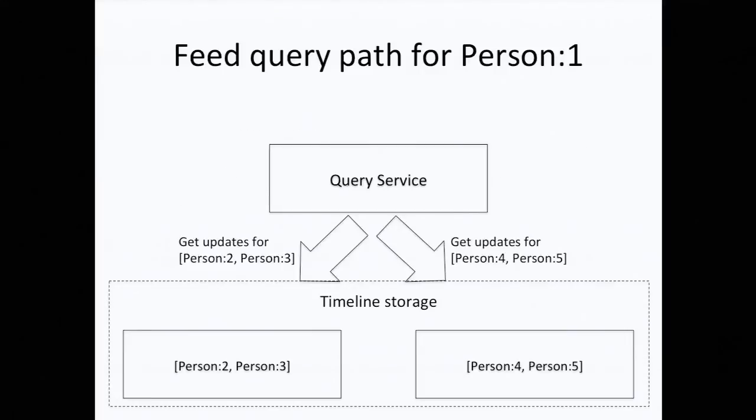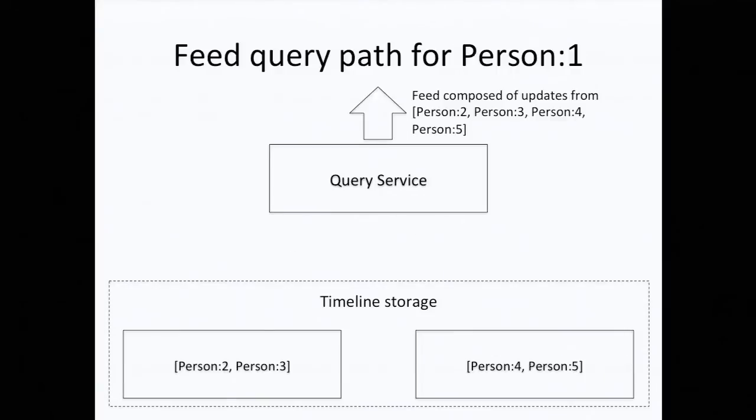Then the query service talks to the timeline storage cluster to find out updates for these persons 2, 3, 4, and 5. In this case, the query service goes to box 1 to get updates for 2 and 3, and goes to box 2 to get updates for 4 and 5. Each timeline storage box then gets timelines for all these persons, blends these timelines, applies filtering and relevance algorithms on top of them, picks the top N updates from them, and returns them back to the query service. The query service then merges these lists of updates coming back from the timeline storage cluster, applies relevance algorithms, and returns the top K updates back to the viewer.